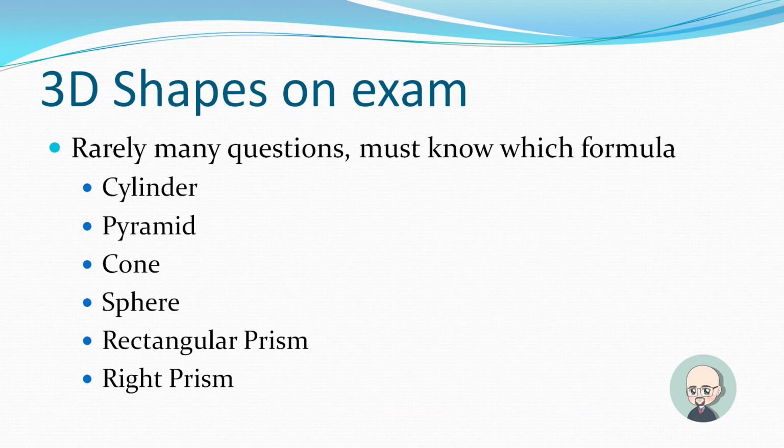Alright, so there's rarely that many questions, but you have to know which formula for which. The shapes on the exam are the cylinder. You might see one of those. The pyramid, the cone, the sphere, the rectangular prism, and the right prism. Usually the two kinds of shapes that tend to show up are the cylinder and either the rectangular or right prism. Those are fairly common, and occasionally the cone. You don't see the pyramid and the sphere as much, and they tend to be confusing and reasonably difficult to draw.